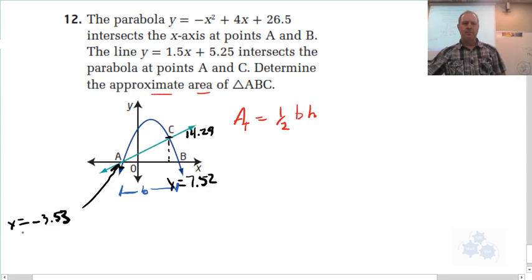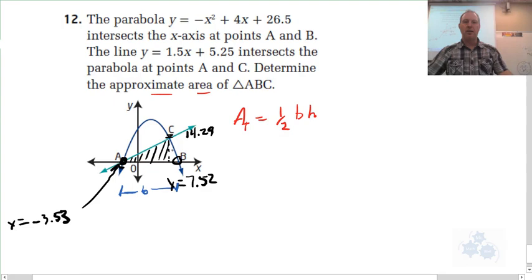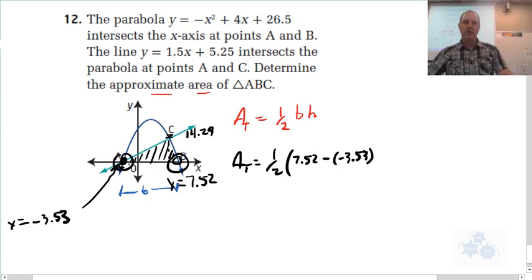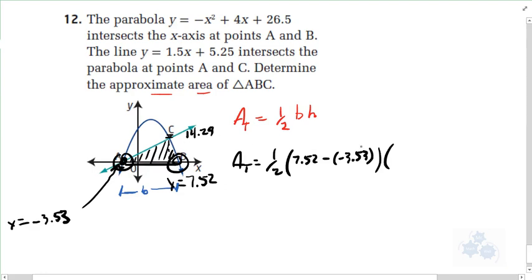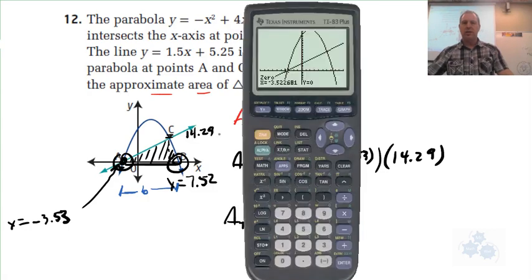Okay? Okay, so we have this point here, I suppose A and B, okay. And we have this height and we have this B here. So we're good to go. We need to find the area here of this triangle. So 1/2 base times height. So the area of the triangle is 1/2. The base is 7.52 minus a negative 3.53. That's going to be the base from here to here, that distance. And then times the height of 14.29. So the area of that triangle, we just evaluate that on our calculator.